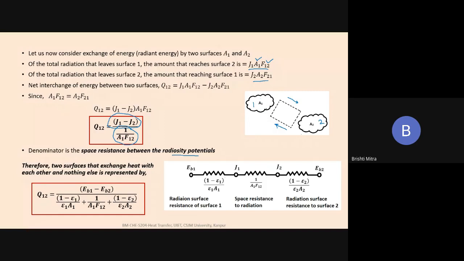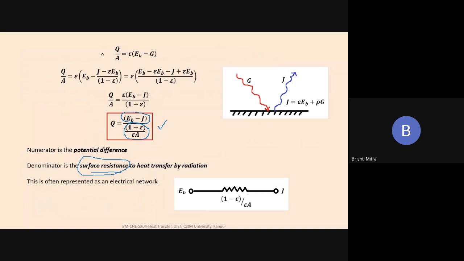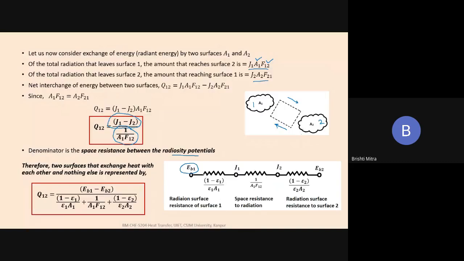Surface resistance we have already seen. Then when the energy travels through space, there is a resistance because of the space, and then it reaches surface 2, which has its own surface resistance. So if I look at the whole exchange between body 1 and body 2, it can be understood this way. Body 1 is EB1. What were the two potentials? EB and J. From body 1, this is the surface resistance of the body, and this is J1 because we are talking about surface 1. Across the space it travels, and the potentials J1 and J2 reach surface 2. The potentials are J2 and EB2.